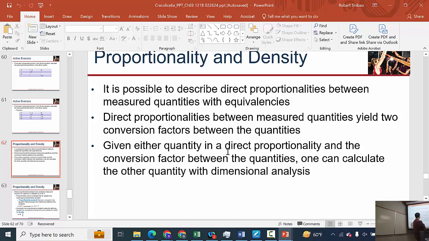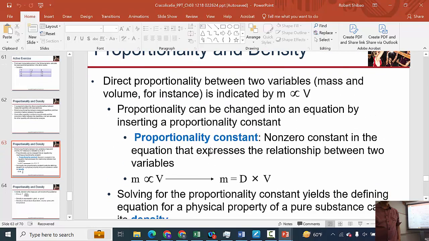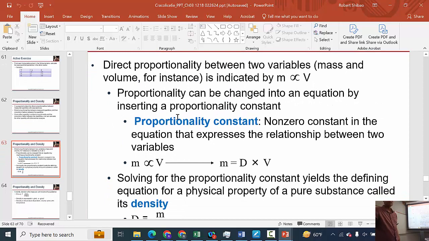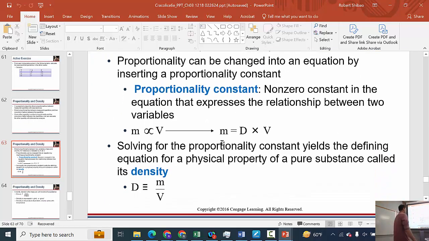So those are proportionalities. This stuff, this is a lot of reading here. You can read that if you want. But let me move on to the next slide here. And so it sets up a ratio. And so the density is just this ratio here. It's a mass to volume ratio. M is mass, V is volume. And so we calculated the density of water.